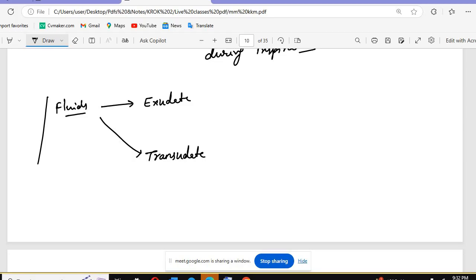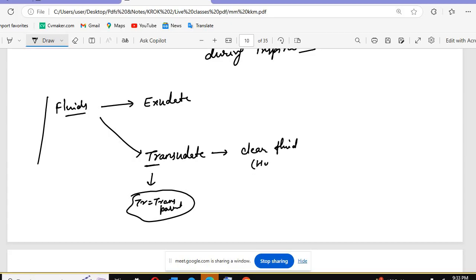The exudates are the cloudy fluids. They are like the cellular fluids. See, TR means transparent. You can remember TR is equal to transparent. Transparent means clear. So transudates are the clear fluids.